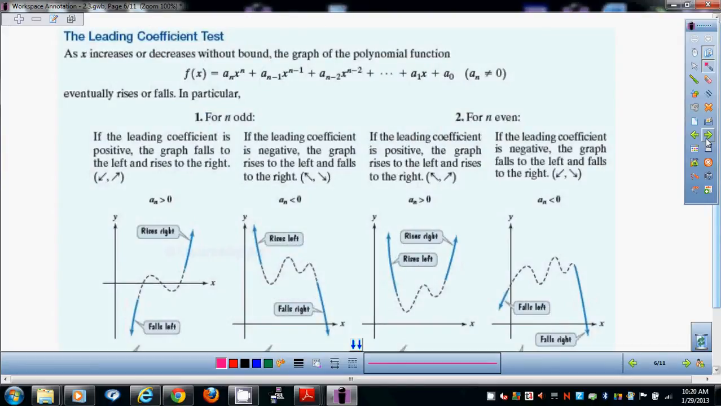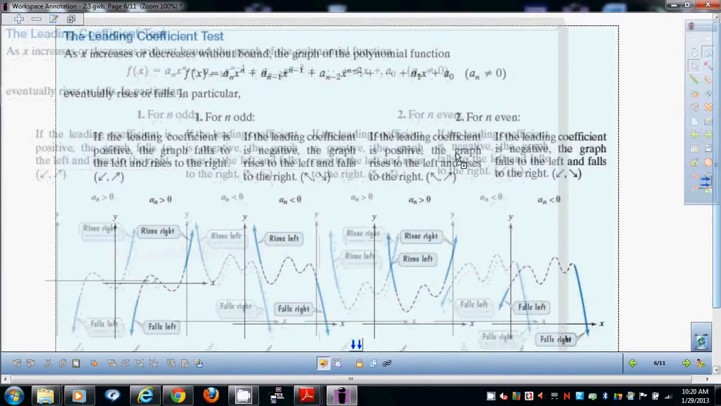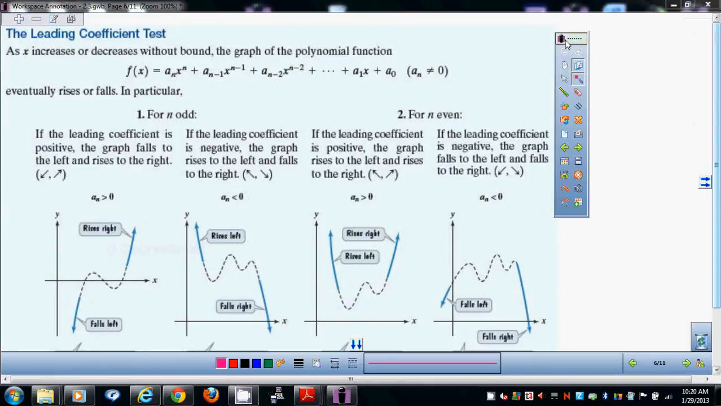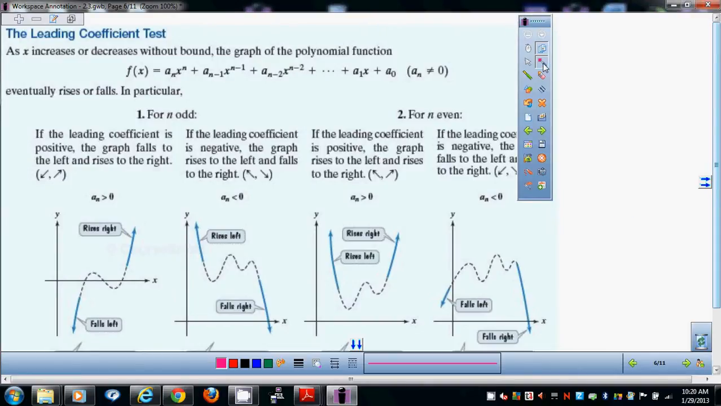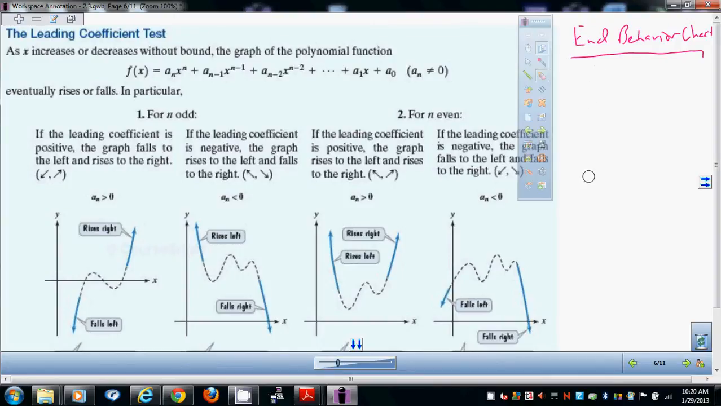Now, this is important. We're going to use this for a long, long time. So I'm going to scoot this over, and we're going to kind of re-talk about this ourselves. You definitely want this in your notes, and this is going to need to go on your note card before the next test. The leading coefficient chart, which I actually call the end behavior chart. The end behavior chart. Polynomials can only end 4 ways.